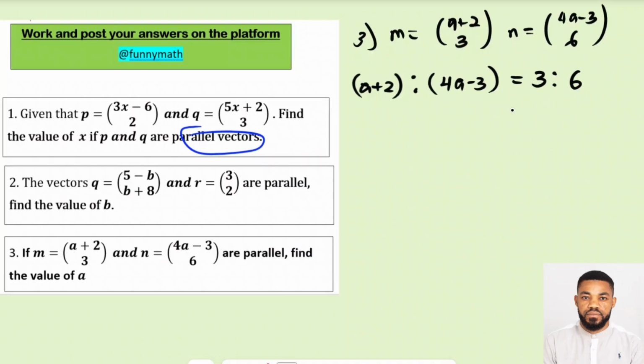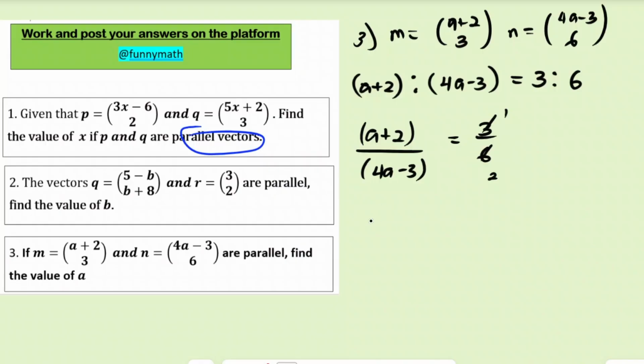We just have to change to fractions, and that's going to be a plus 2 in brackets on 4a minus 3, and that is equal to 3 on 6. Now these are the fractions. Even at this point, we can simplify 3 and 6: 3 here 1, 3 here 2. But if we don't simplify and continue like that, we are still going to get the same answer. So we're going to get a plus 2 over 4a minus 3 equal to 1 on 2.